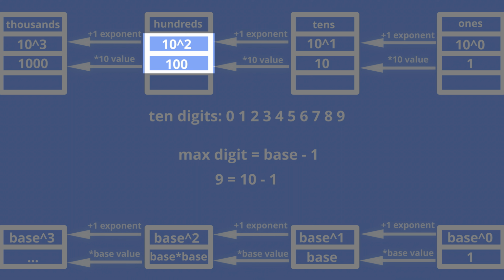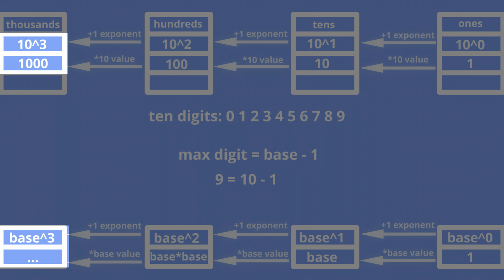In the third from the right position, for the base 10 number system, we have weight 100. 100 equals 10 to the power of 2. In the general case, in the third from the right position, weight equals base to the power of 2. The pattern of this sequence will continue for each position to the left.